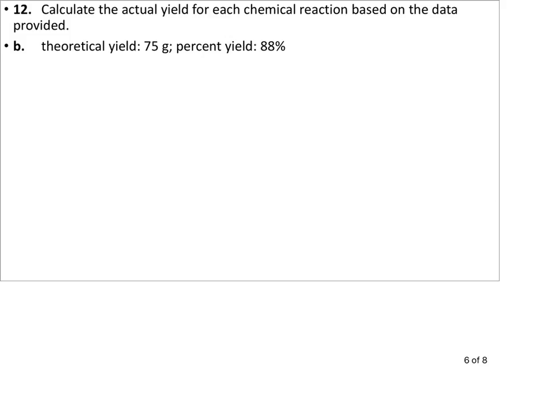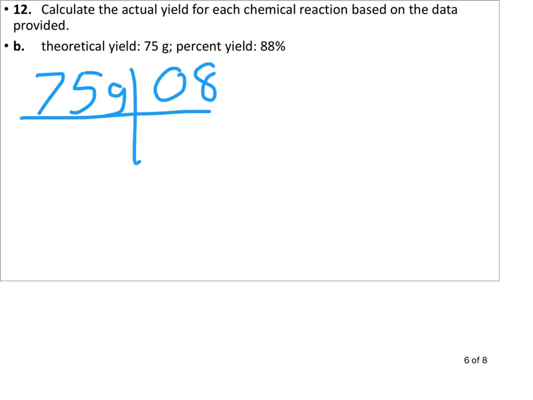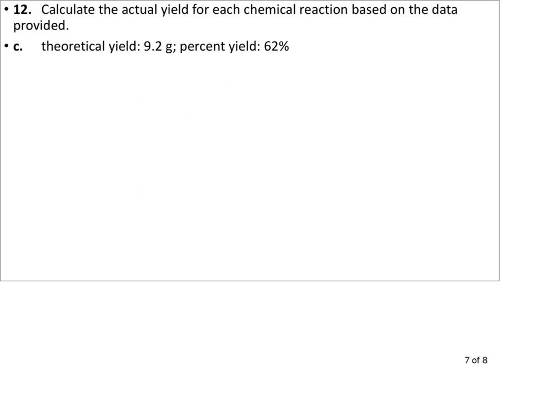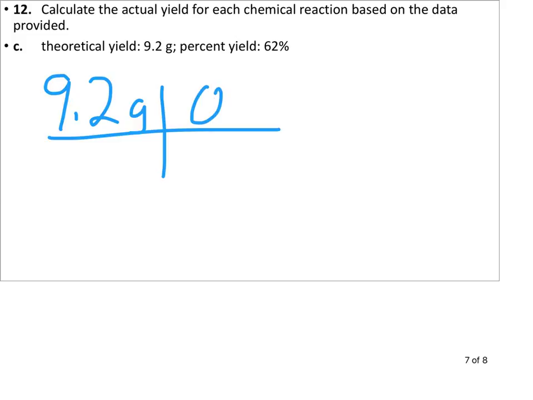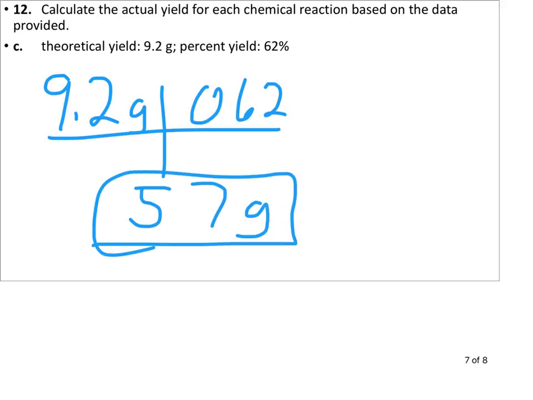And a couple more the same way. Here we'd have 75 grams times 0.88, which is going to be, excuse me, 66 grams. Got 9.2 grams times 0.62, and that gives us 5.7 grams. One more time, we just had 2 sig figs.